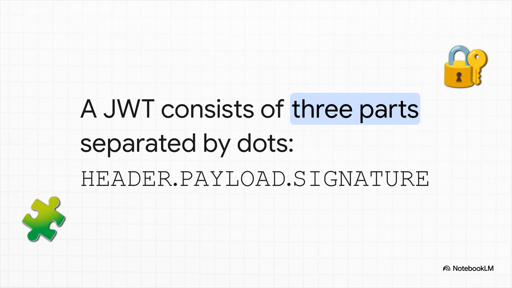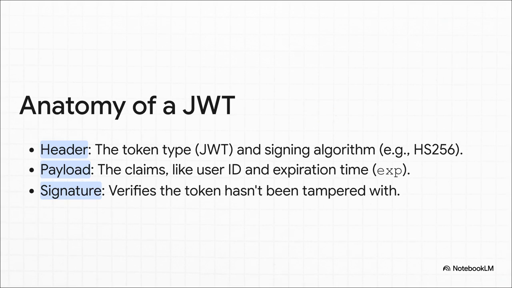Now, a JWT isn't just one big garbled mess of text. It's actually really structured. If you look closely, you'll see it's made of 3 distinct parts, all separated by dots. And each one of these parts has a very specific job to do in our new keycard system. So first up is the header. It just contains some metadata, like what kind of token it is and the algorithm used to sign it.